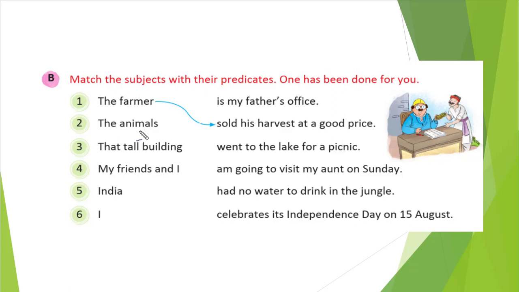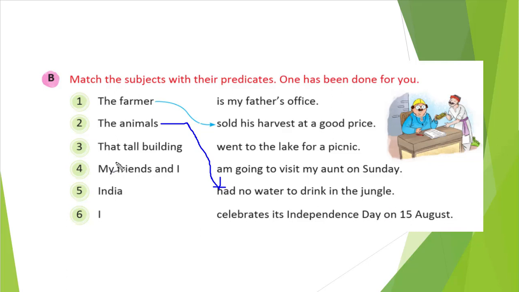Second one, you see the animals. What can an animal do? An animal stays in a jungle, right? So you see, "had no water to drink in the jungle" can be the answer for animals. The remaining answers are for humans, right? So this should be the correct one. Okay, that is our answer: the animals had no water to drink in the jungle.